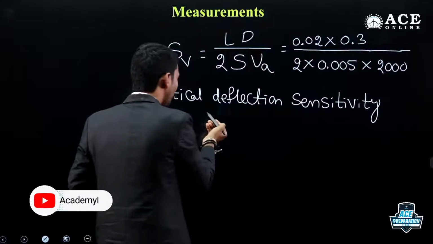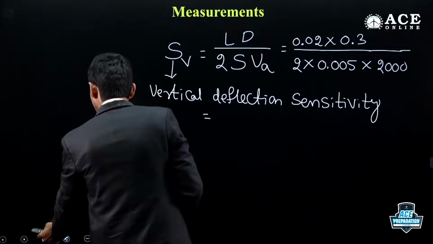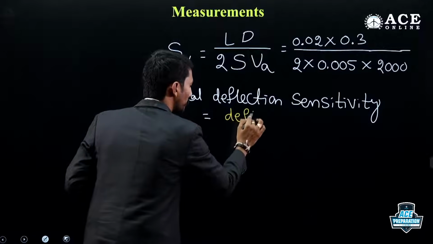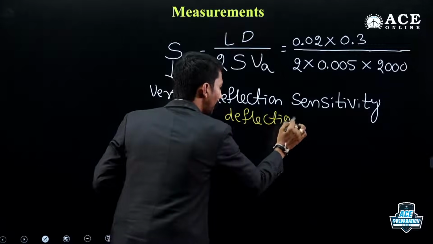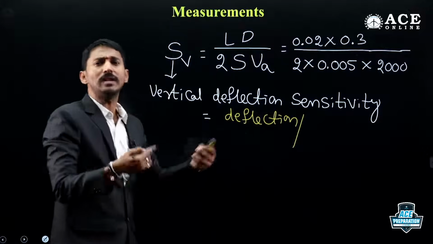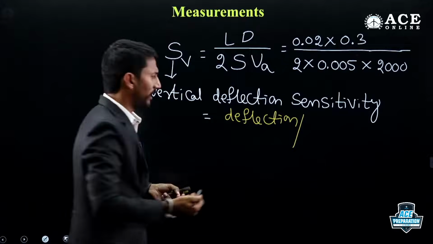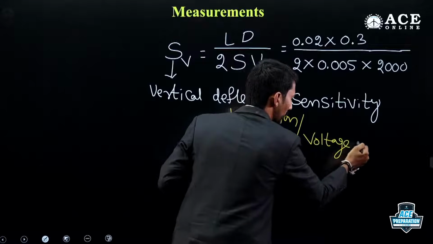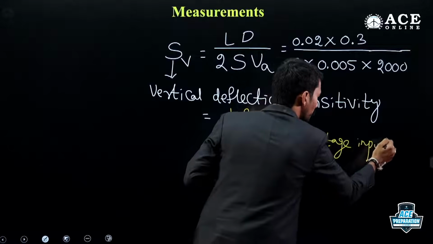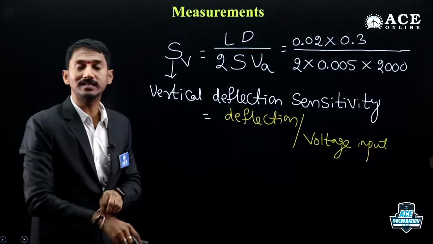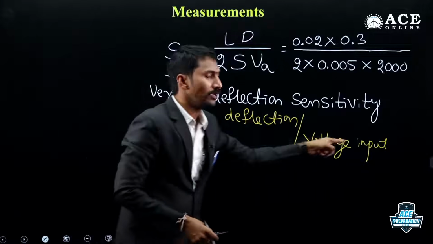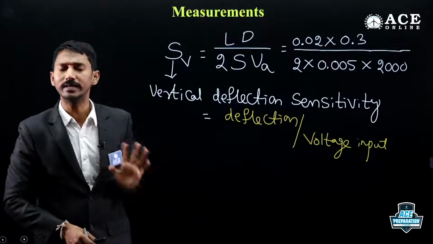Deflection sensitivity. What is its formula? Simply, deflection sensitivity means deflection divided by the voltage required, the amount of voltage we require, so simply the input voltage. Simple formula I'm writing: S = deflection / input voltage. Vertical deflection sensitivity means the amount of deflection produced per unit input voltage.